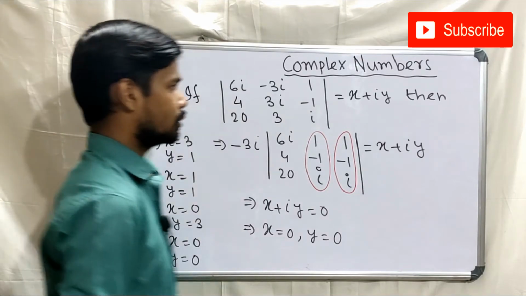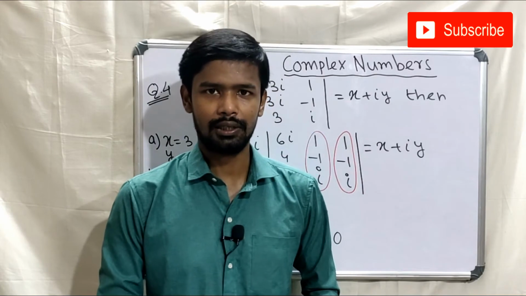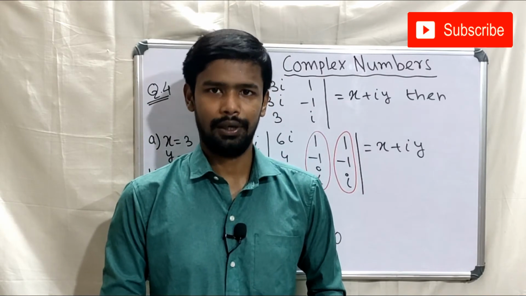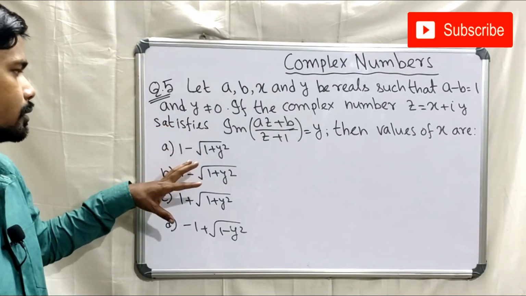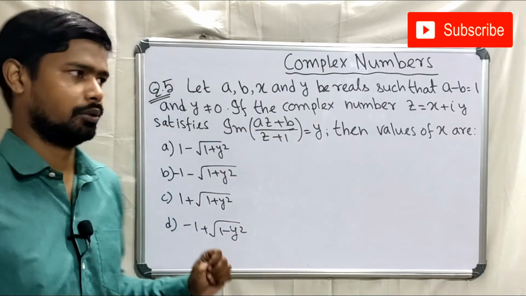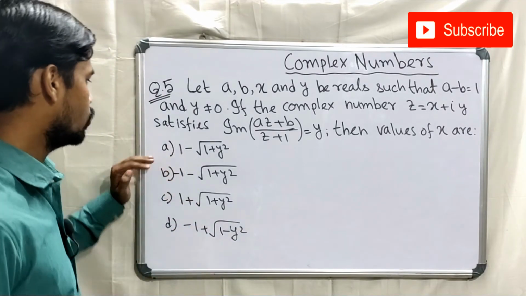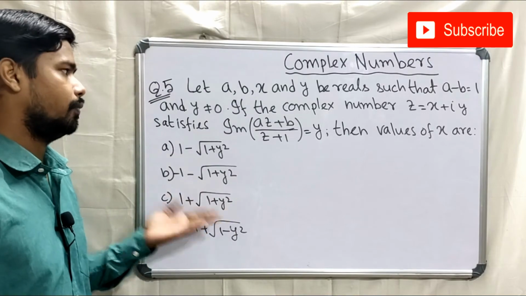Okay, so now let's move on to the last problem of today's discussion, that is problem number 5. For this last problem, this is a multi-answer type question. That is, there may be one or more than one option right for this problem.